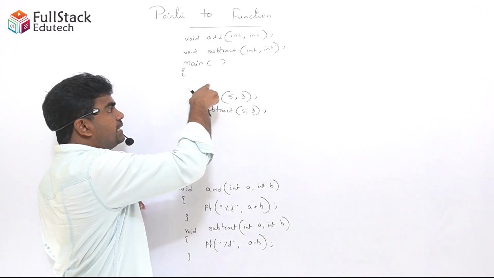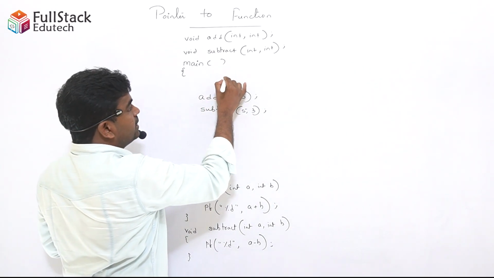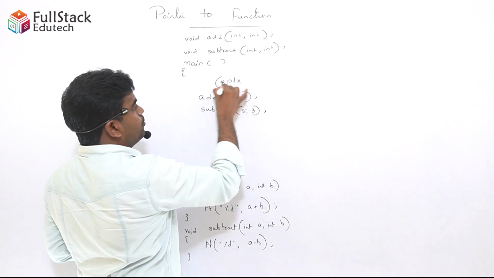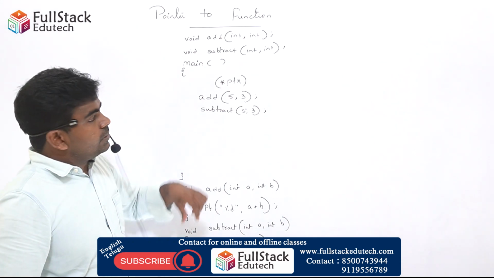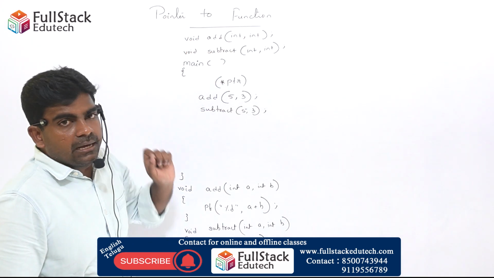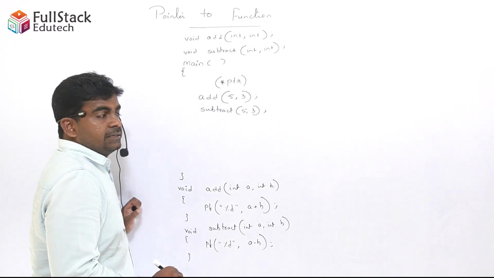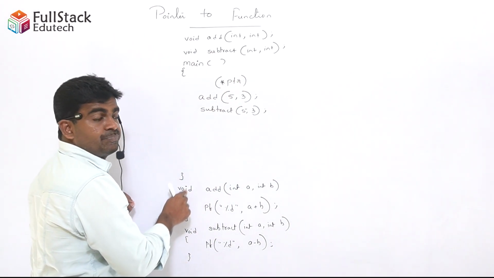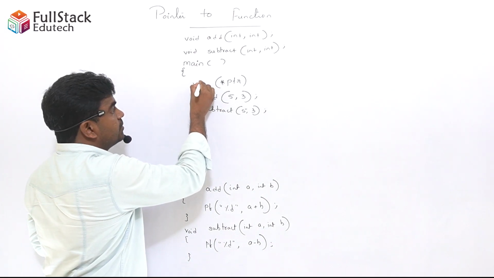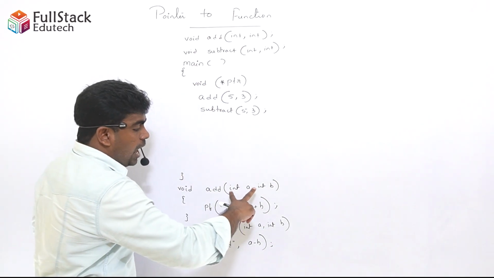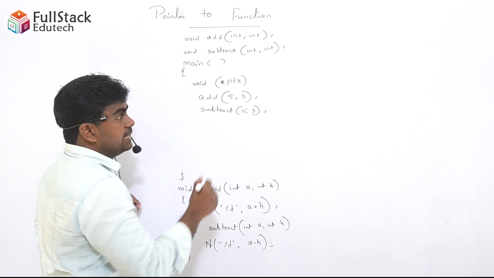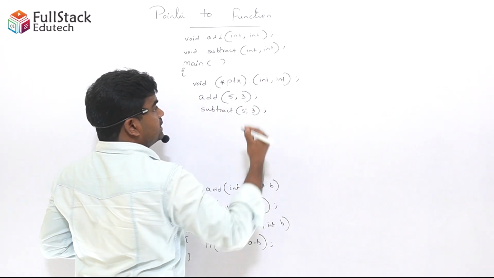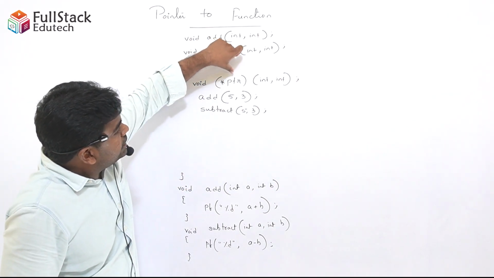A pointer variable you need to declare like normal variables. Here, any name you can give, but you need to represent it like this: pointer ptr. Remember, this is like a function pointer. What is the return type of the function? That you have to mention here. Next, how many arguments is it taking? That you need to mention here: integer and integer.